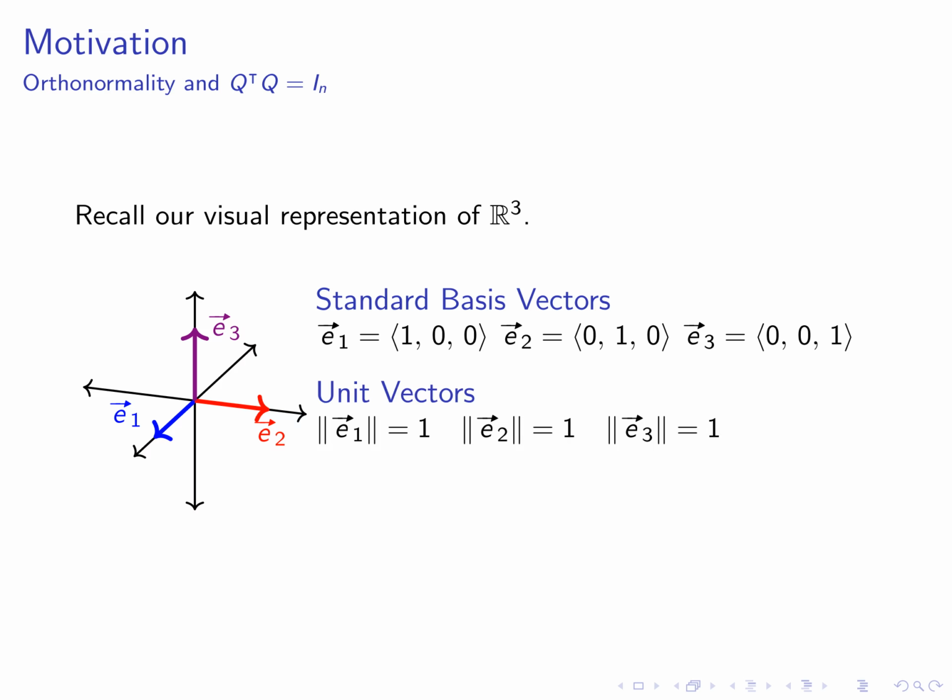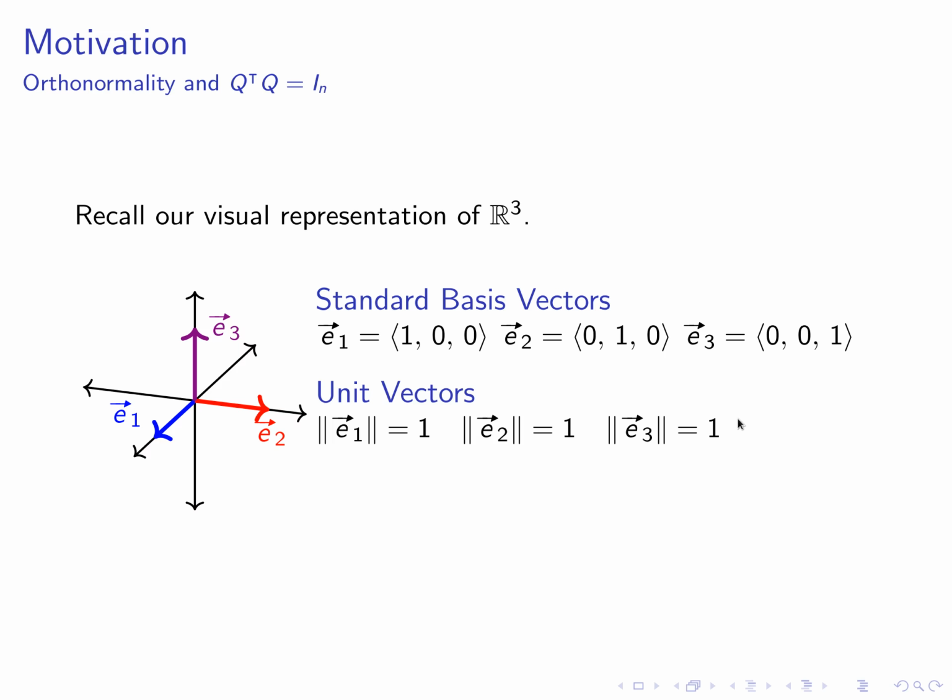Well, one thing to point out here is that each one of these three vectors is a unit vector. The length of E1, which is 1, 0, 0, is simply equal to the square root of 1 squared plus 0 squared plus 0 squared. The length of E2 is the square root of 0 squared plus 1 squared plus 0 squared, so the length of E2 is 1. And the length of E3 is the square root of 0 squared plus 0 squared plus 1 squared, which is also equal to 1. So one of the things that makes the standard basis so special is that each one of these vectors is a unit vector.